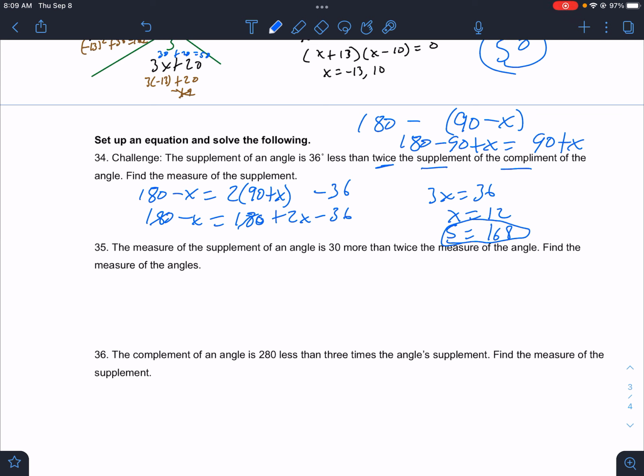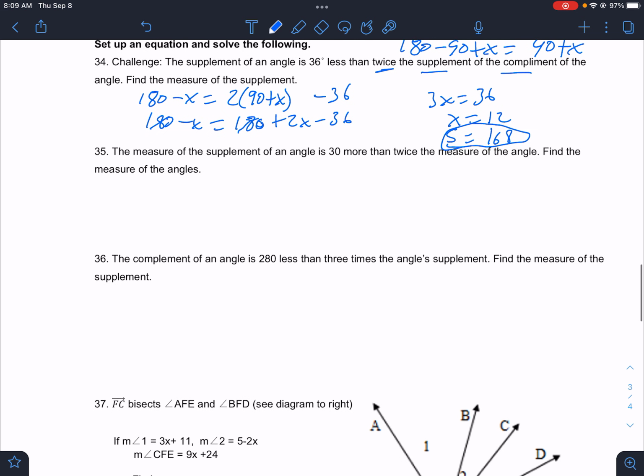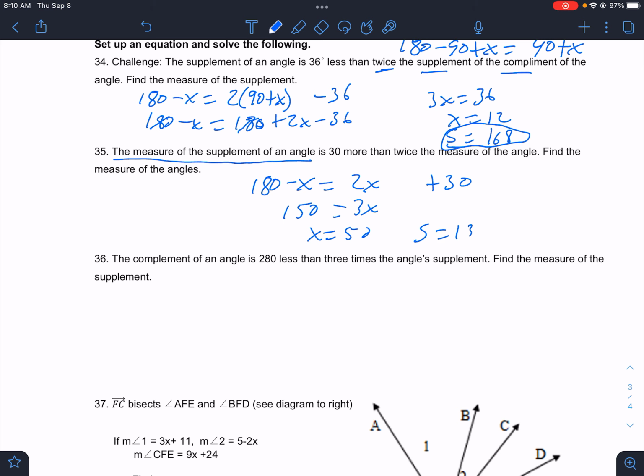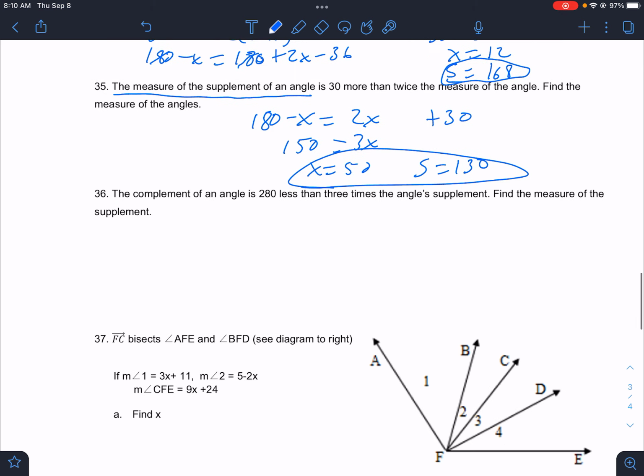I know I'm going fast. So you can keep watching it. You can rewind it if you need to. The measure of the supplement of an angle, that's 180 minus x, is 30 more than twice the measure of the angle. So that would be 3x equals 150. So x equals 50. Find the measure of the angles. That'd be 50, and the supplement was the other angle they mentioned, 130.